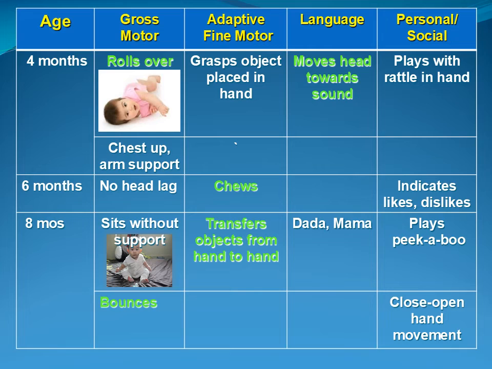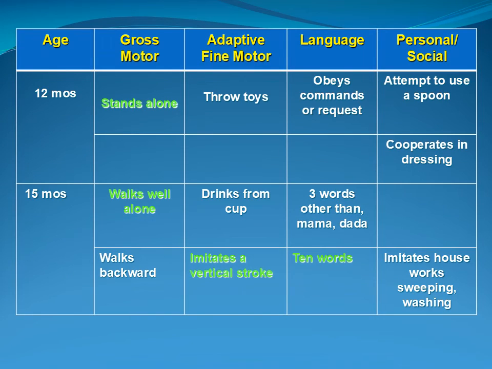At 4 months of age, the patient is able to roll over and likewise able to localize the sound. At 6 months of age, the child is able to chew. Likewise, this is the ideal time to introduce your complementary feedings. At 8 months, the child bounces, transfers objects from one hand to the other, and is already able to play peekaboo. At 12 months or 1 year old, the child is able to stand alone. He likewise throws toys anywhere, is able to obey commands or requests, and attempts to use the spoon for eating.